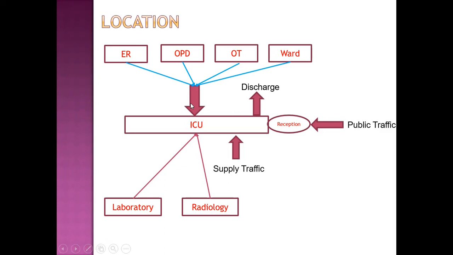Traffic in ICU is mainly from emergency room, OPD, operation theater, and wards. Another traffic is from the family members of the patient admitted in ICU, and there should be a reception in between. Patients after treatment in ICU are discharged, and there is separate supply traffic. So this supply traffic, the patient traffic, and the public traffic should preferably be separate from each other.